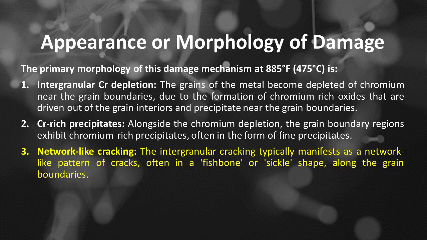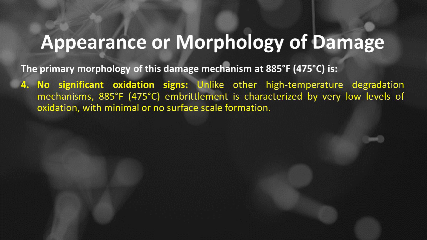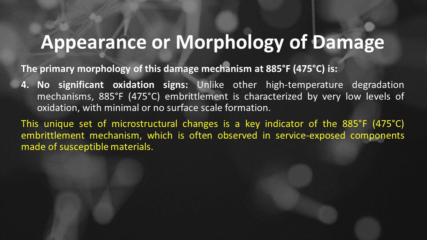Number 3 is network-like cracking. The intergranular cracking typically manifests as a network-like pattern of cracks, often in a fishbone or sickle shape, along the grain boundaries. Number 4 is no significant oxidation signs. Unlike other high-temperature degradation mechanisms, 885 degrees Fahrenheit or 475 degrees Celsius embrittlement is characterized by very low levels of oxidation, with minimal or no surface scale formation. This unique set of microstructural changes is a key indicator of the 885 degrees Fahrenheit or 475 degrees Celsius embrittlement mechanism, which is often observed in service-exposed components made of susceptible materials.